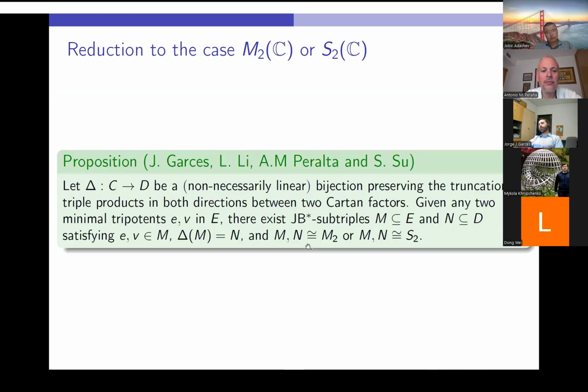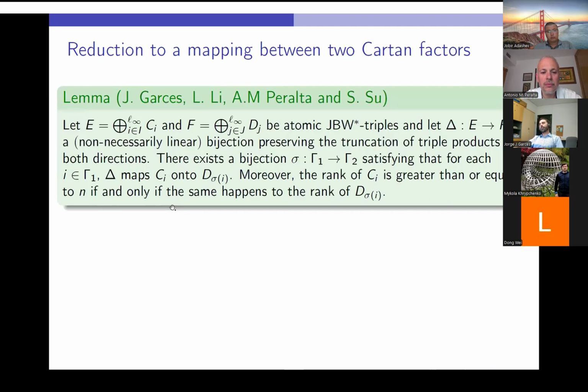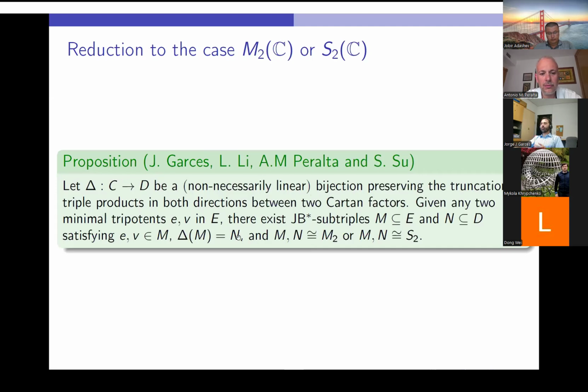The next thing that we need to do is, if we are in an atomic JBW star triple, we have to reduce to the case where we have two Cartan factors. So yes, this is actually true if you have a bijection preserving truncations of triple products. It can be shown that every summand here is sent into a unique summand here. So we are in this situation. Okay.